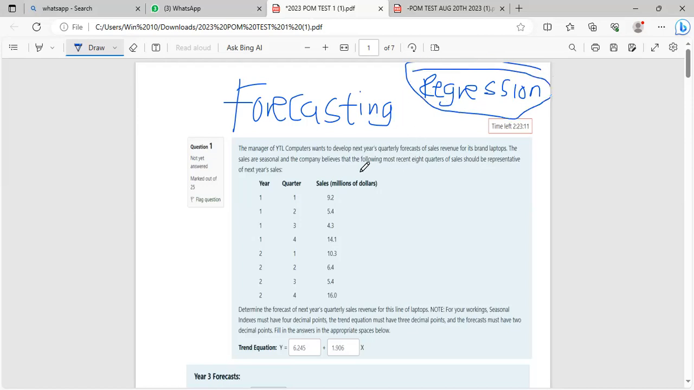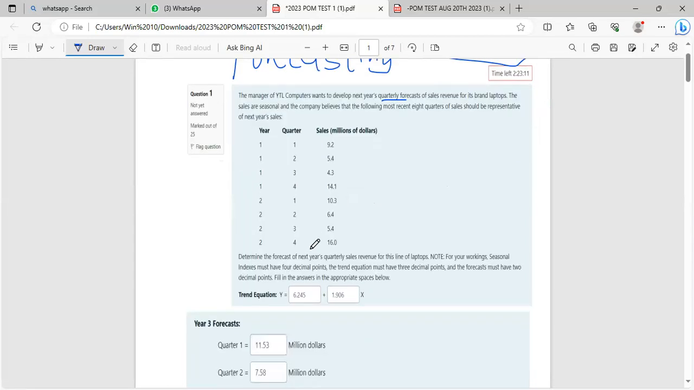All right, so now the manager of the computer wants to develop next year's quarterly forecast of sales revenue for its brand laptops. The sales are seasonal, and the company believes the following most recent 8 quarters of sales should be representative of the next year's sales. So the sales depend on a quarter. So here we can use the aspect of data deseasonalization.